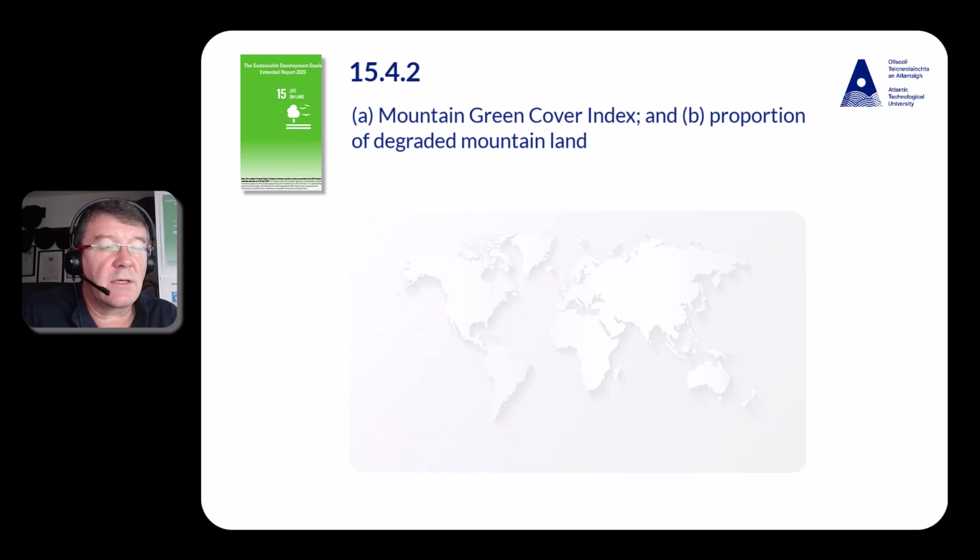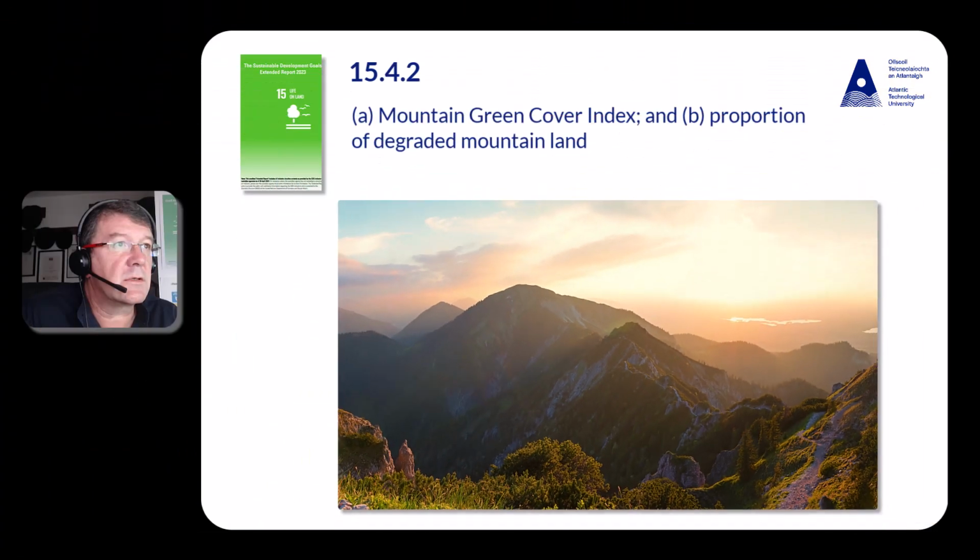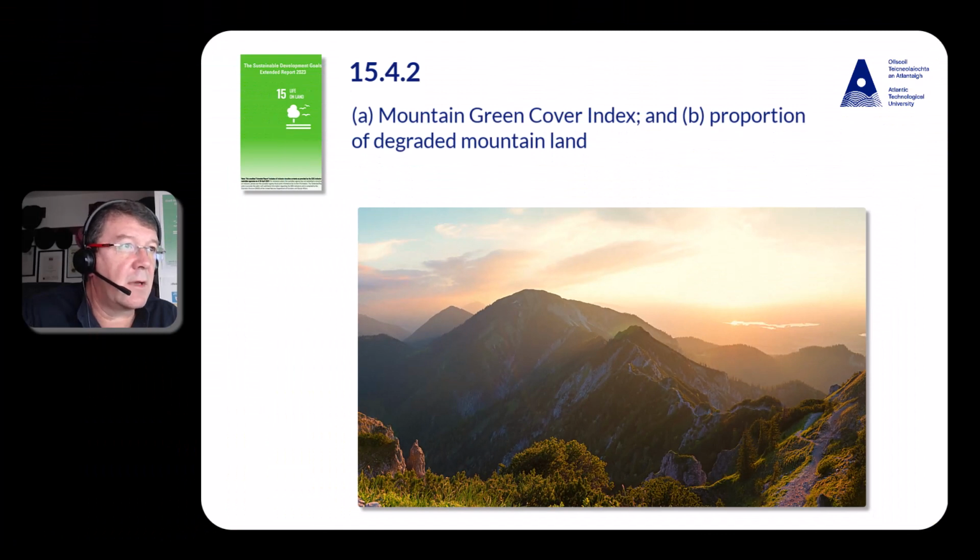Detrimental changes in land cover and land use are important contributors to terrestrial biodiversity loss, including in mountain ecosystems. The proportion of degraded mountain land measures this by calculating the amount of mountain area where changes in land cover may indicate a decline or loss of biodiversity, mountain ecosystem functions, or services considered desirable in a local or a national context.